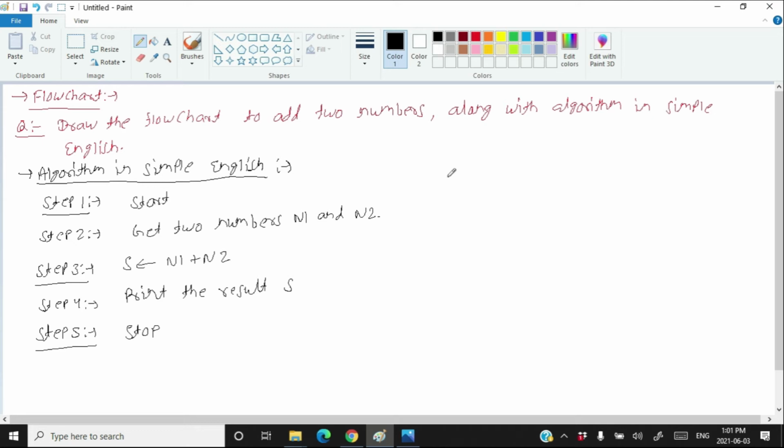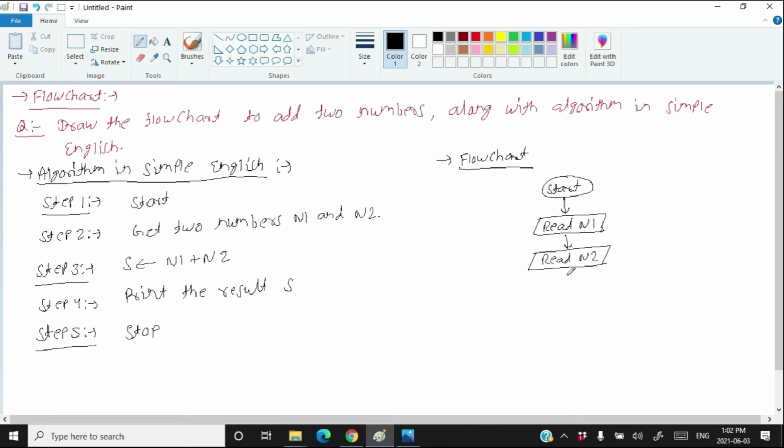Now let's write the flowchart for the same. Flowchart. Start, then read n1. Read n1 is the input. You are asking the user of the algorithm to assign the value of n1. That's why this is the input given to the algorithm, and that's why you need to draw a skewed rectangle. Read n1. After that, again you have to do read n2. This is another input from the user. Read n2.